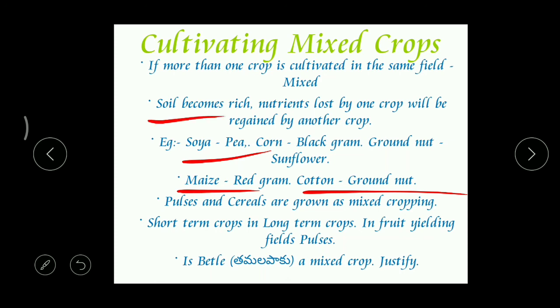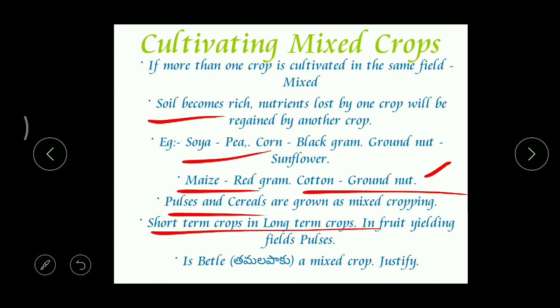Here the soil becomes rich. Now, for example, when we take cotton, it is a non-leguminous plant, so it absorbs nutrients. But what about groundnut? Groundnut will add nutrients. Okay, so there will be a balance of nutrients in the soil. That's why it is better to go for mixed cropping. So pulses and cereals are grown as mixed cropping. This is also one more example, right? And the short-term crops with the long-term crops. All these are examples.